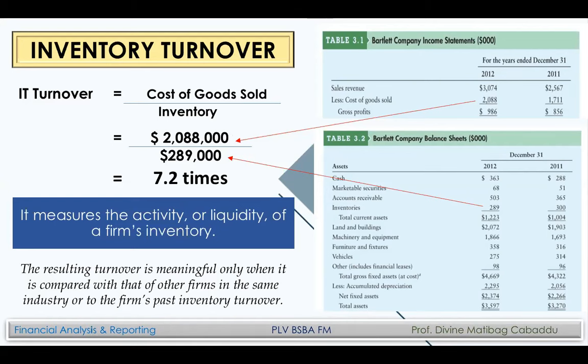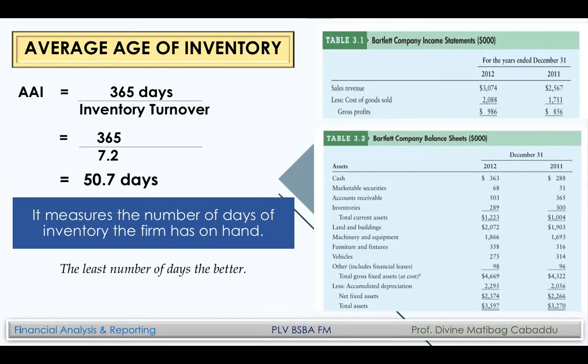So, for one, it's very important that you ask what the nature of the business is. Gaano kabilis or kabagal nako-convert yung mga inventories into sales and eventually into cash. And to better understand the speed, one way to measure it is through average age of inventory. Dito mo naman nalalaman how many days it takes for a company to convert its inventory into cash. So the average age of inventory is computed as 365 days divided by your inventory turnover. So kanina, na-compute natin yung inventory turnover as 7.2 times. So 365 days divided by 7.2. So the result is 50.7 days.